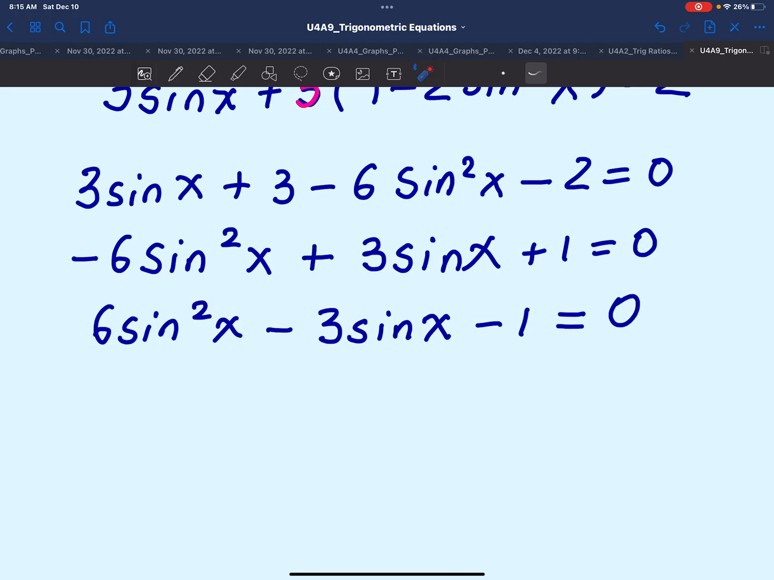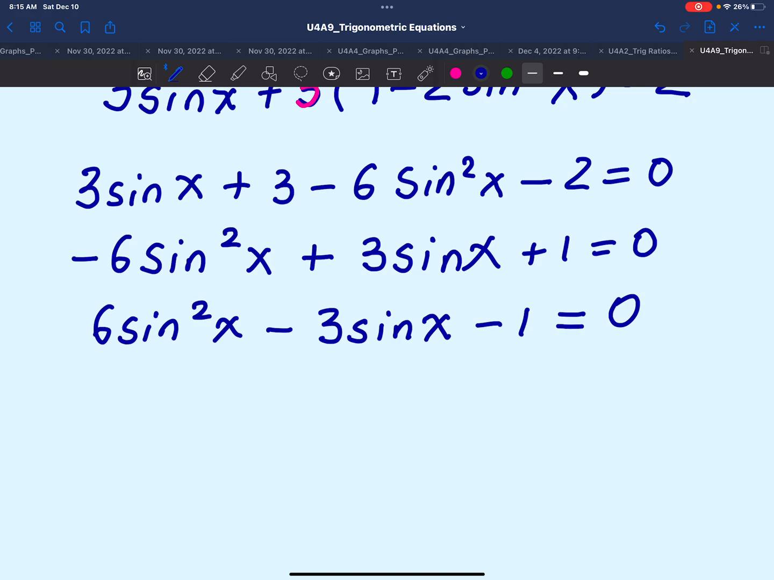Now, my first attempt would be to solve by factoring. And for this, I need to think if there are two numbers that can multiply to negative 6 and add to negative 3. There is a limited set of numbers that can give a product of negative 6. And none of them will give a sum of negative 3. So I will give up the idea of factoring and solve this by using the quadratic formula.